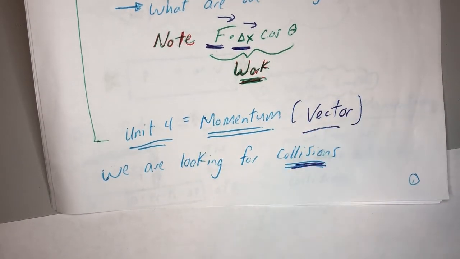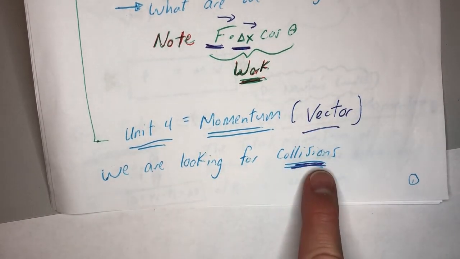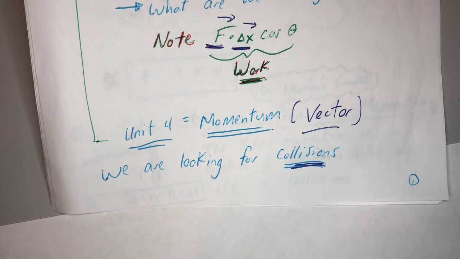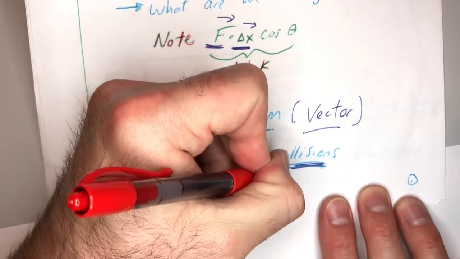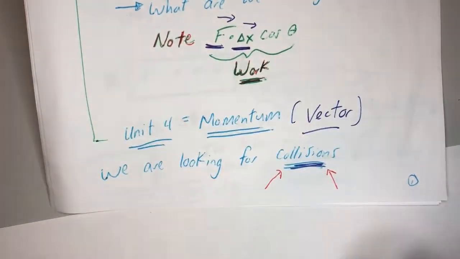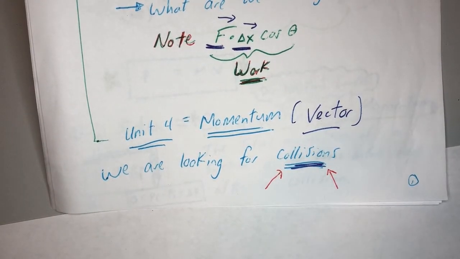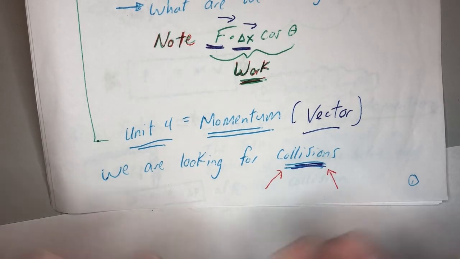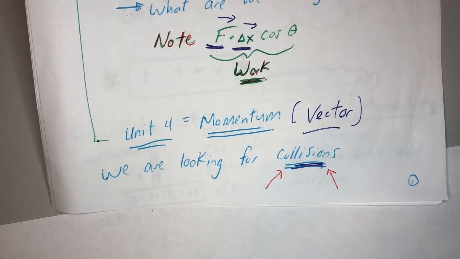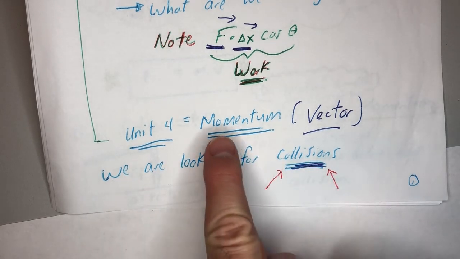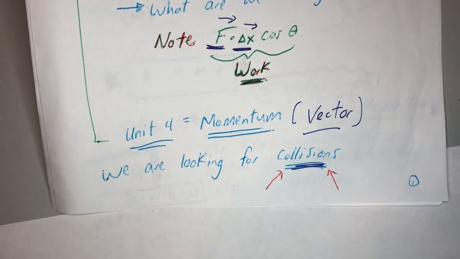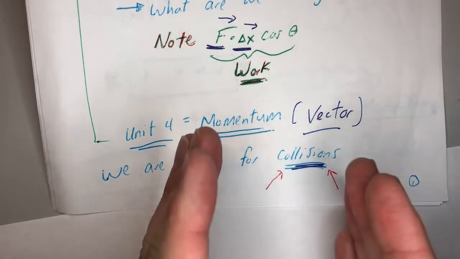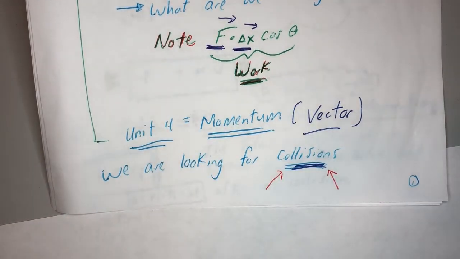Momentum is a vector. Really important, what are we looking for? Collisions. If you ever see objects hitting each other, you're going to use momentum as your tool, okay? Objects hitting each other, a big tip-off, collisions. I always think like if you ever play pool and you have that cue ball and you use it to break and spread the other billiard balls across the table, that's a big collision right there. We are looking for collisions, and that's a tip-off that momentum is going to be the tool. And collisions could be 2 things coming together or 2 things exploding apart, okay?